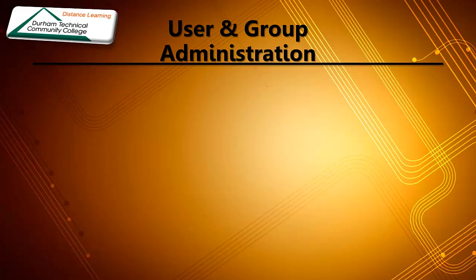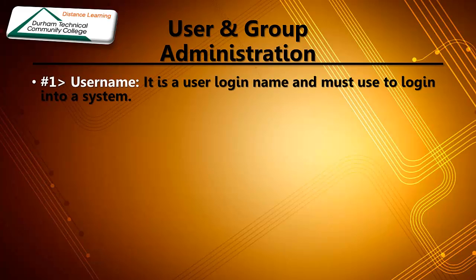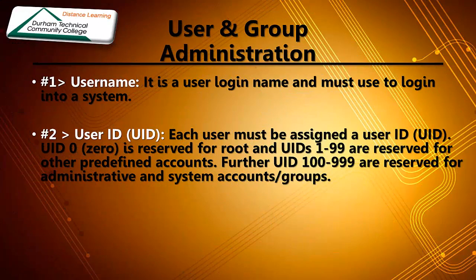These are some of the most well-known terms on the User and Group Administration page. The username is the user login name and must be used to log in to the system. User ID, UID: each user must be assigned a user ID. The user ID 0 is reserved for the root user. 1 to 99 are reserved for other predefined accounts, and 100 to 999 are reserved by the system for administrative and system account groups.